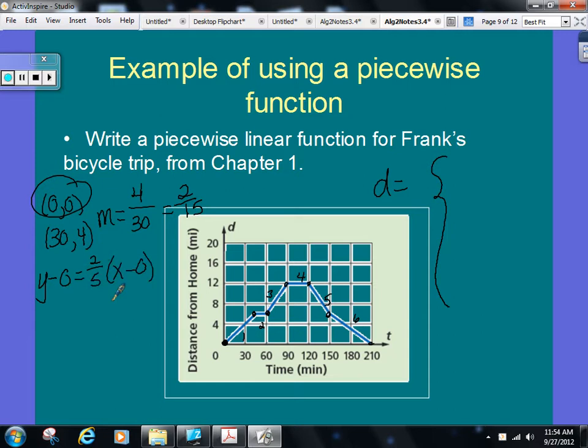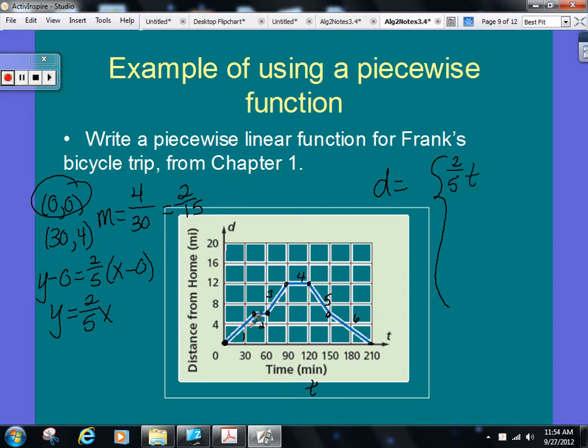Do you see why zeros are so nice? y equals 2/5 x. That's the equation of this little piece of line. Okay? So I have d equals, except it shouldn't have been x. We should have been using t here. Alright? So I have d equals 2/5 t.